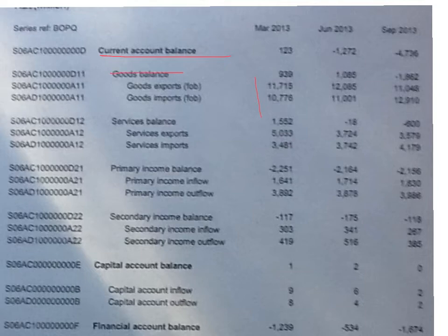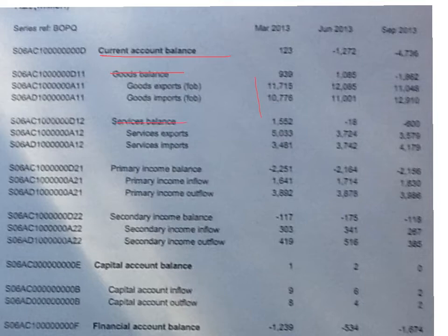The balance of goods, so that's basically just imports and exports of physical goods, things like bales of wool and cheese going to the rest of the world, things like cars and TVs coming from the rest of the world to New Zealand.